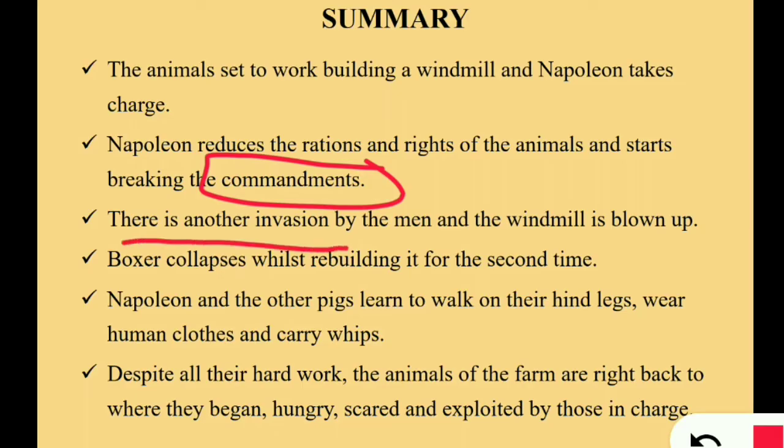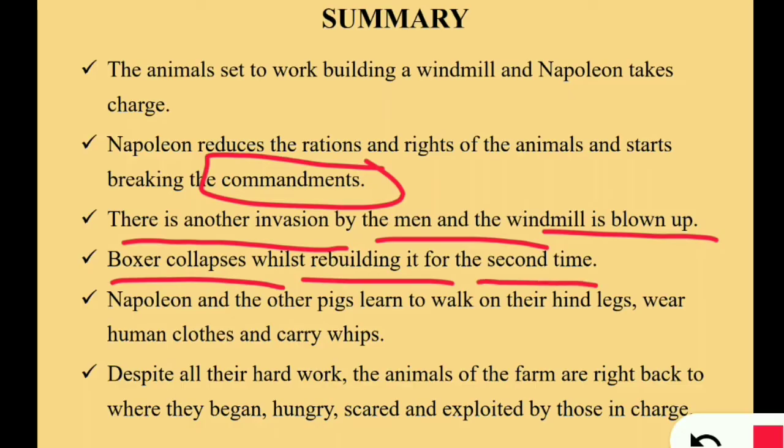There is another invasion by the men and the windmill is blown up. Here, recently the leader was thrown out. Now, they are trying to protect themselves. Boxer collapses whilst rebuilding it for the second time. Here, the windmill is blown off. And Boxer, the horse, starts repairing. We know that Boxer represents common people or peasants.